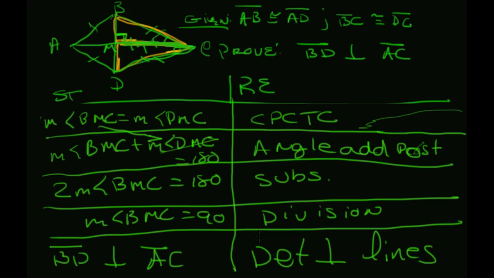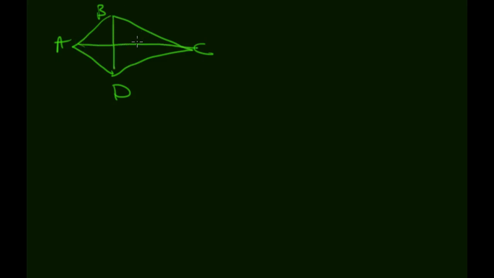Okay, there's another thing that we can easily say about a kite, so let's get another kite up here and take a look at it. Okay, so let's build this same kite again. We're going to call this A, B, C, D. We're going to throw those diagonals back in, and we know these two are congruent, these two are congruent.